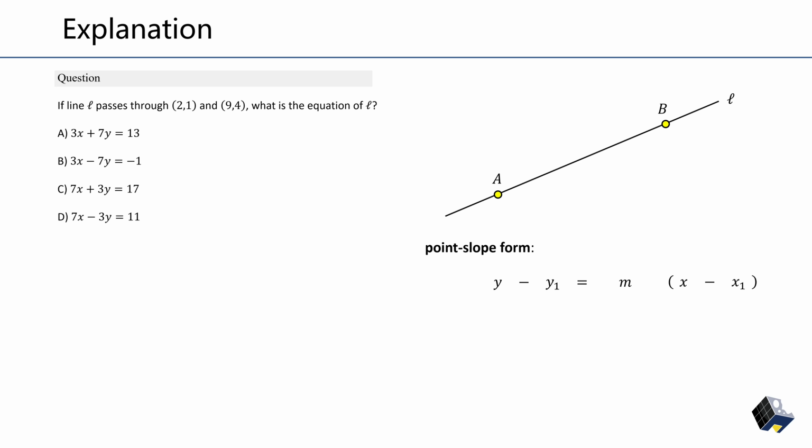Alright, by definition, the slope is equal to rise over run. So, we draw a right triangle and mark the positions of rise and run. Now, let's simplify the point-slope form.